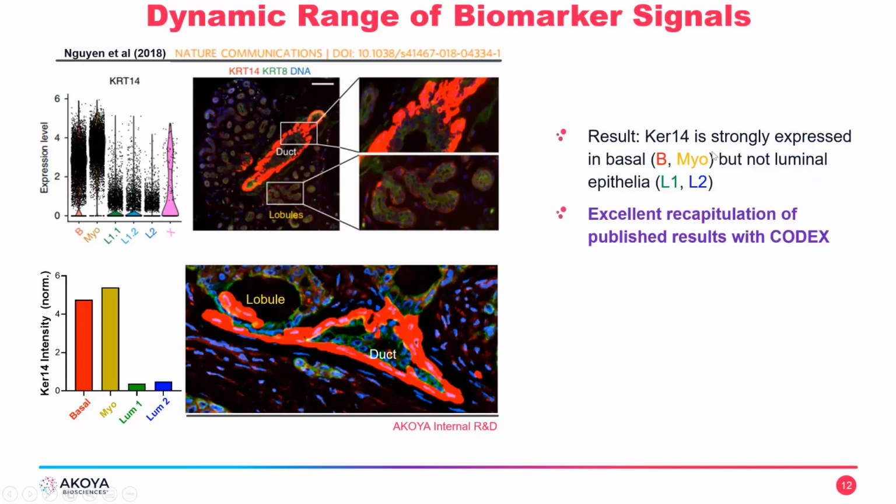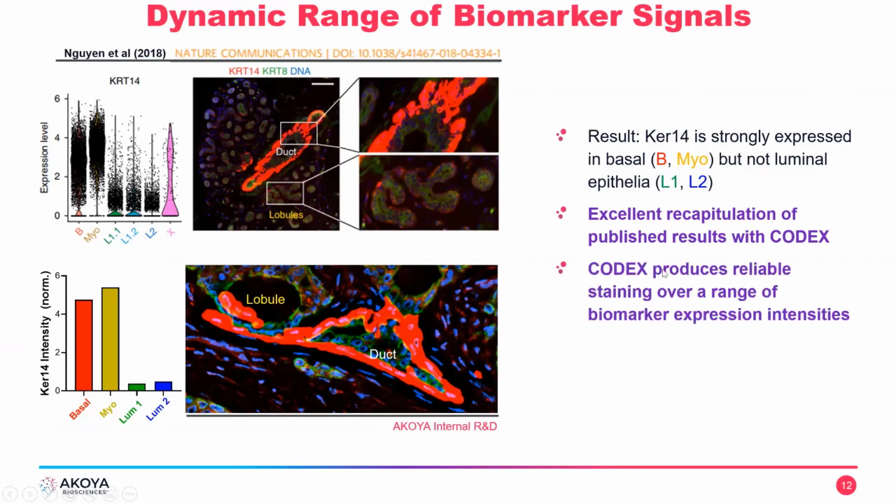That being said, CODEX produces reliable staining over a range of biomarker expression intensities. This is a key point. This is very good to know. And it should give you, and it definitely gives us, some confidence that analyzing our data is both reliable and faithfully representative of what's happening in your biological tissue. So the dynamic range of biomarker signals that CODEX captures is very good, and it's very reliable.